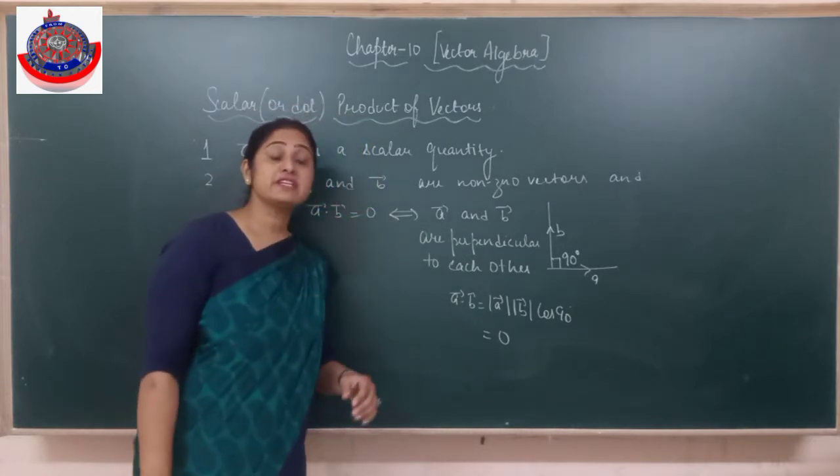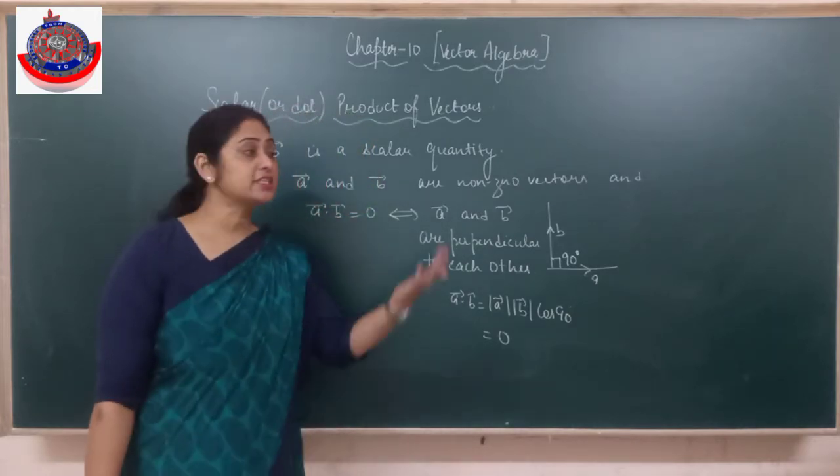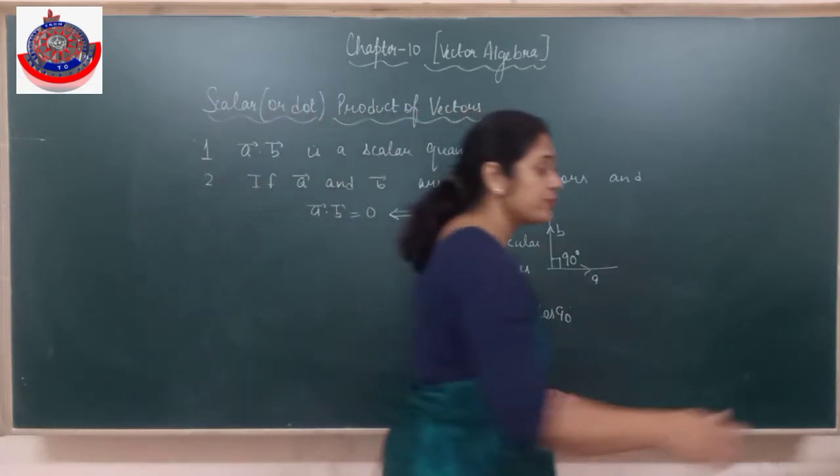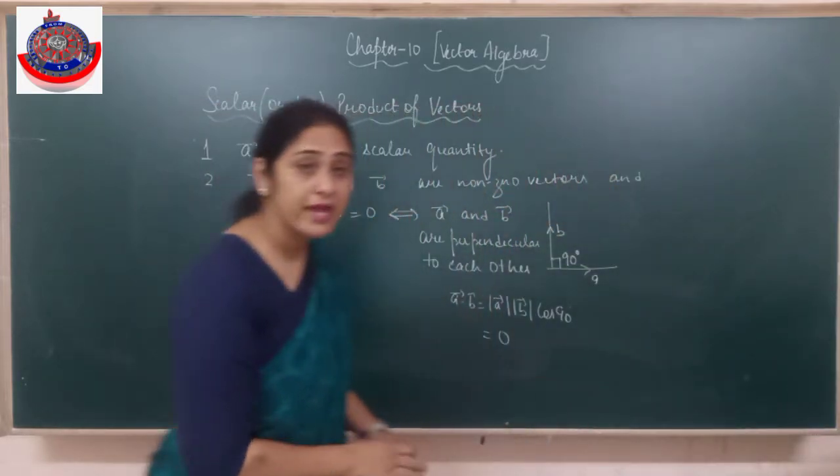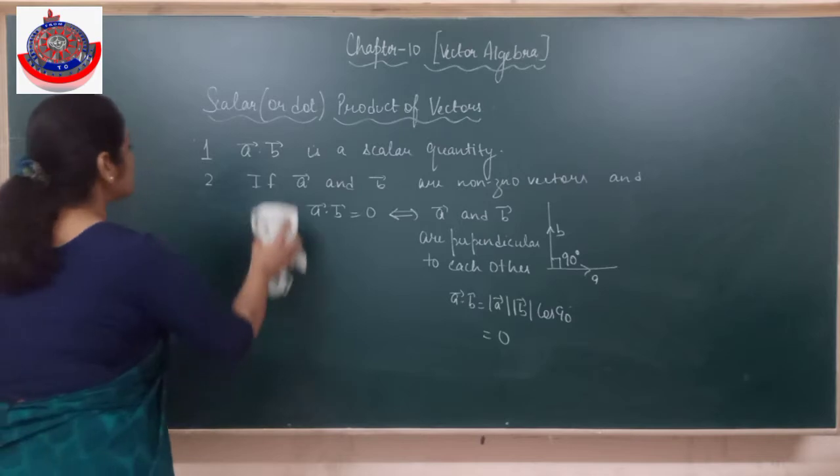Is it clear? Or we say if the vectors are perpendicular to each other, the dot product is going to be 0. I hope both the properties are clear. Now the third one.